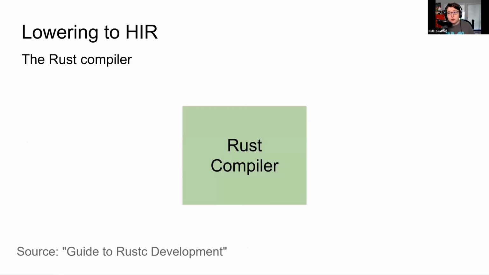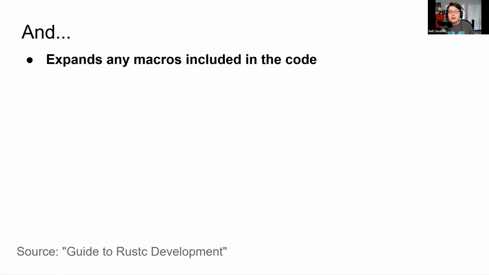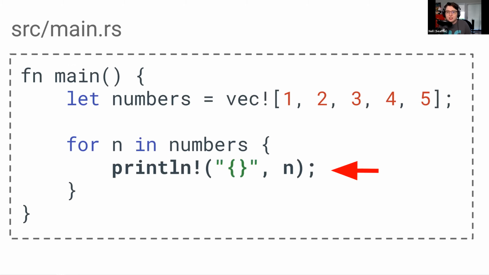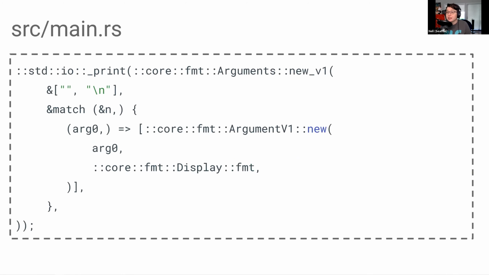And then at this stage, before it moves on to the next stage of compilation, the Rust compiler takes the abstract syntax tree that was generated by the parser and first expands any macros included in the code. So looking back at our code, let's take a closer look at this line, println. Println is a macro, which means when the compiler expands the macros in the code, this line will be expanded to look somewhat like this. This is what the full println macro looks like and how it would be represented in the abstract syntax tree.